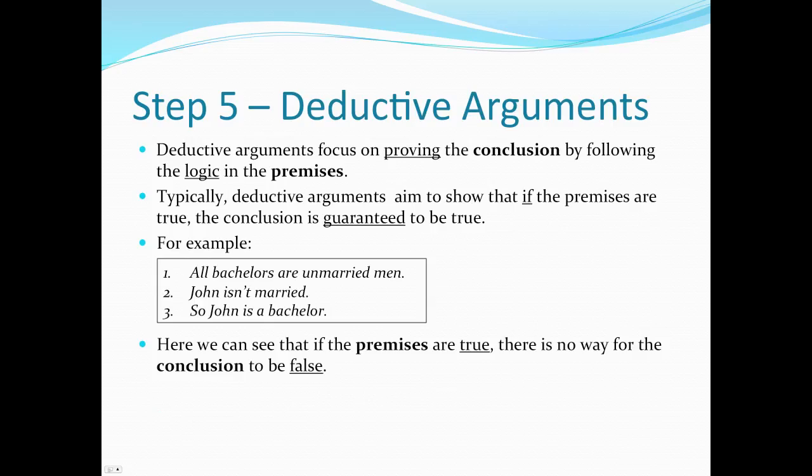Step 5. Deductive arguments. Deductive arguments focus on proving the conclusion by following the logic and the premises. Typically, deductive arguments aim to show that if the premises are true, the conclusion is guaranteed to be true. For example, 1. All bachelors are unmarried men. 2. John isn't married. 3. So John is a bachelor. Here we can see that if the premises are true, there is no way for the conclusion to be false.